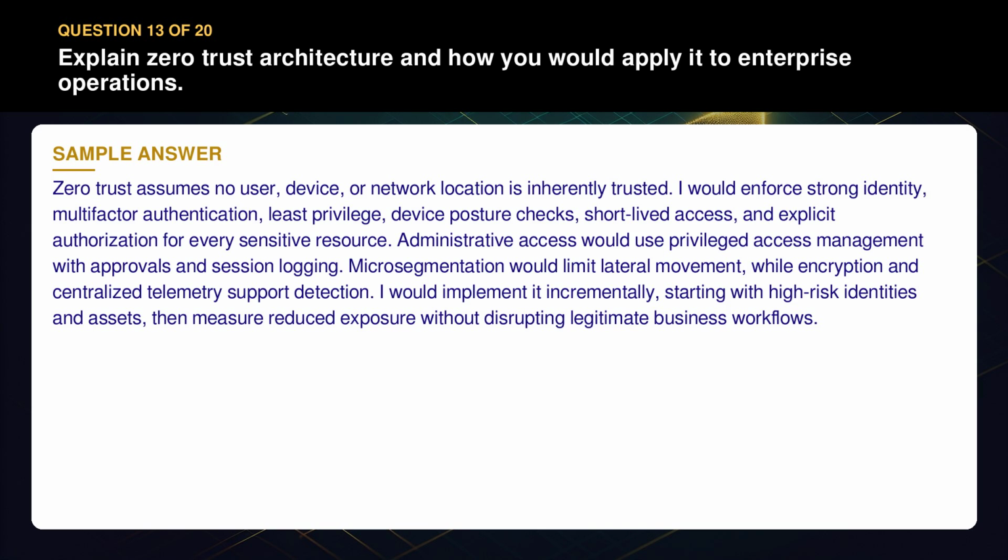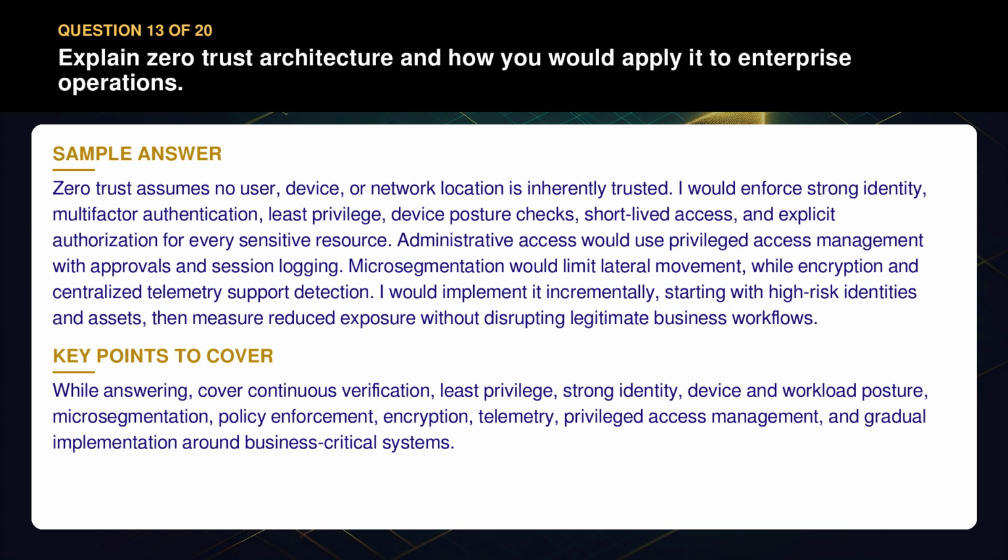Microsegmentation would limit lateral movement, while encryption and centralized telemetry support detection. I would implement it incrementally, starting with high-risk identities and assets, then measure reduced exposure without disrupting legitimate business workflows. While answering, cover continuous verification, least privilege, strong identity, device and workload posture, microsegmentation, policy enforcement, encryption, telemetry, privileged access management, and gradual implementation around business-critical systems.